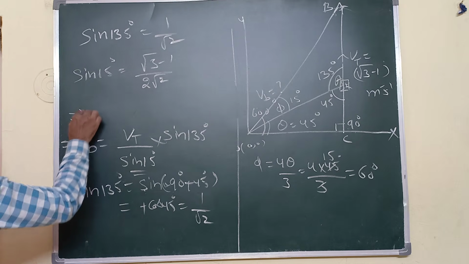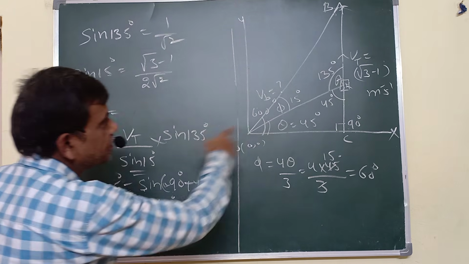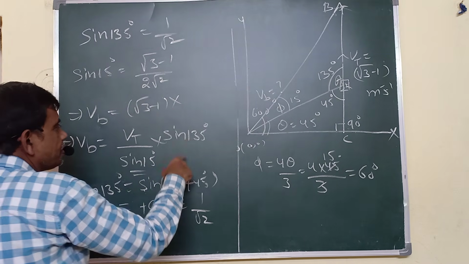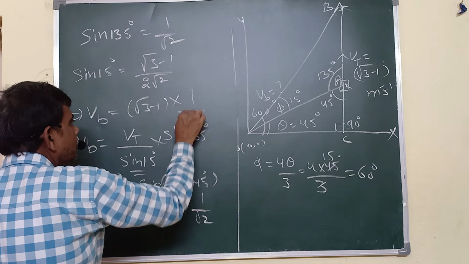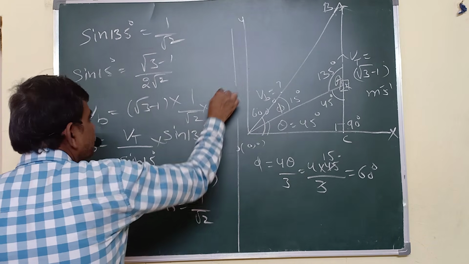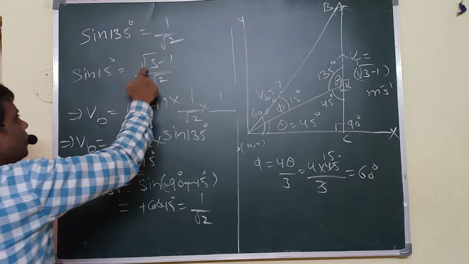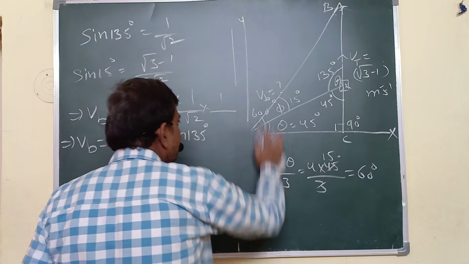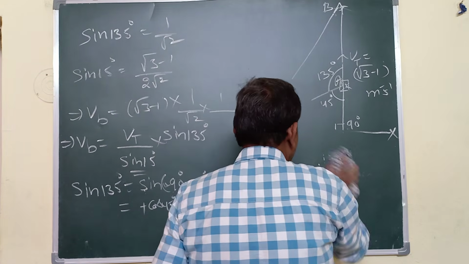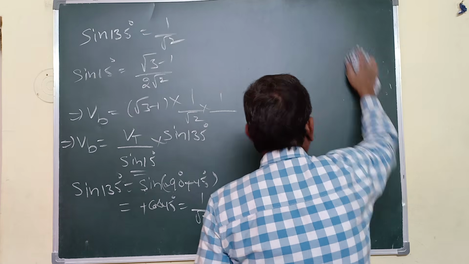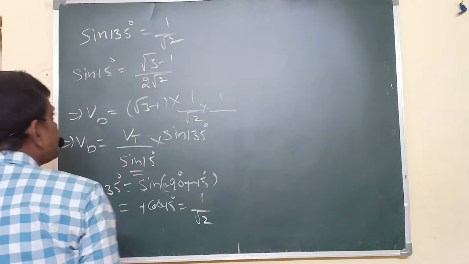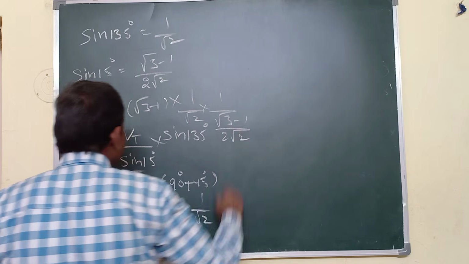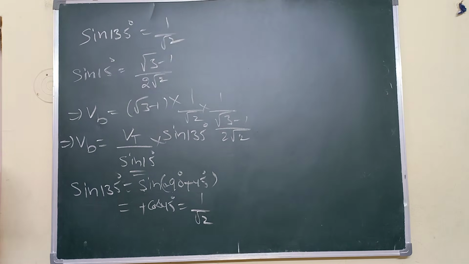Substituting this, then velocity of the ball equals, already velocity of the trolley is given, root 3 minus 1, into sin 135. What is sin 135? 1 by root 2, into 1 by sin 15. What is sin 15 value? Root 3 minus 1 by 2 root 2. So this value I am writing. That's all. After doing mathematics, I am getting velocity of the ball.